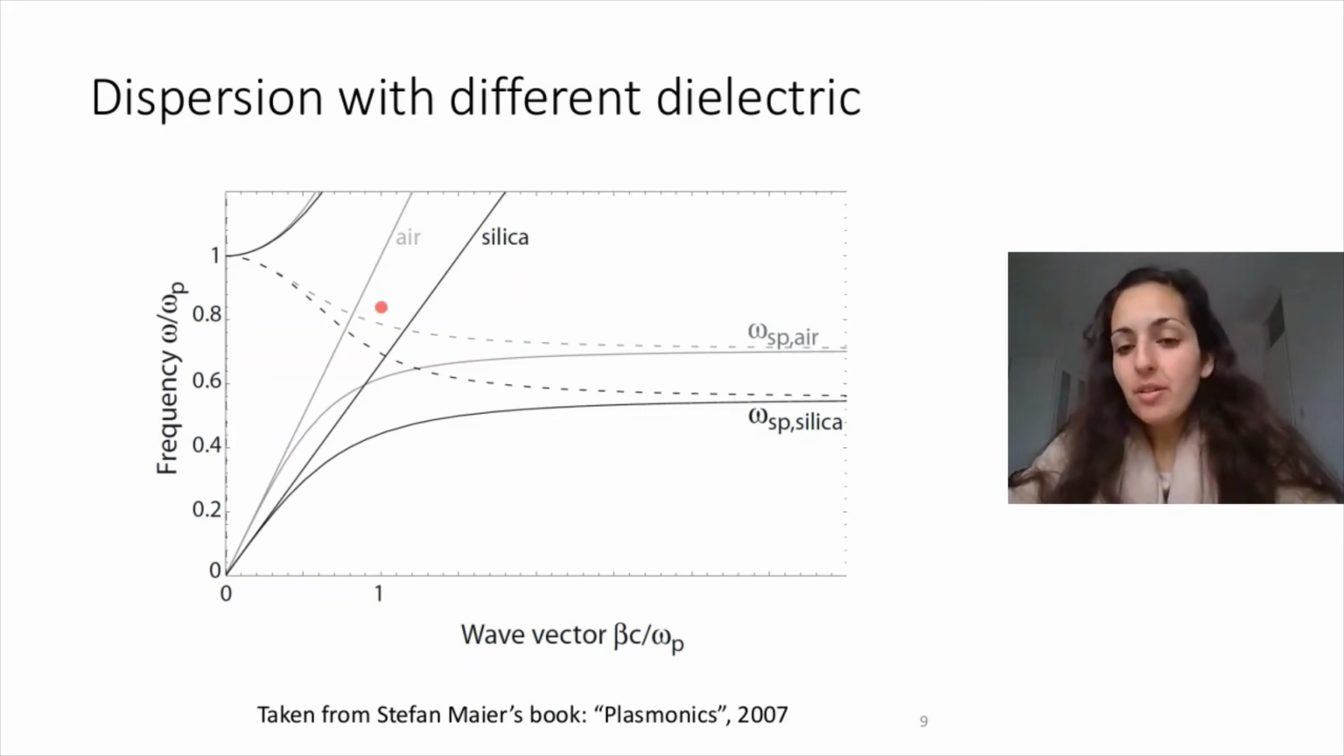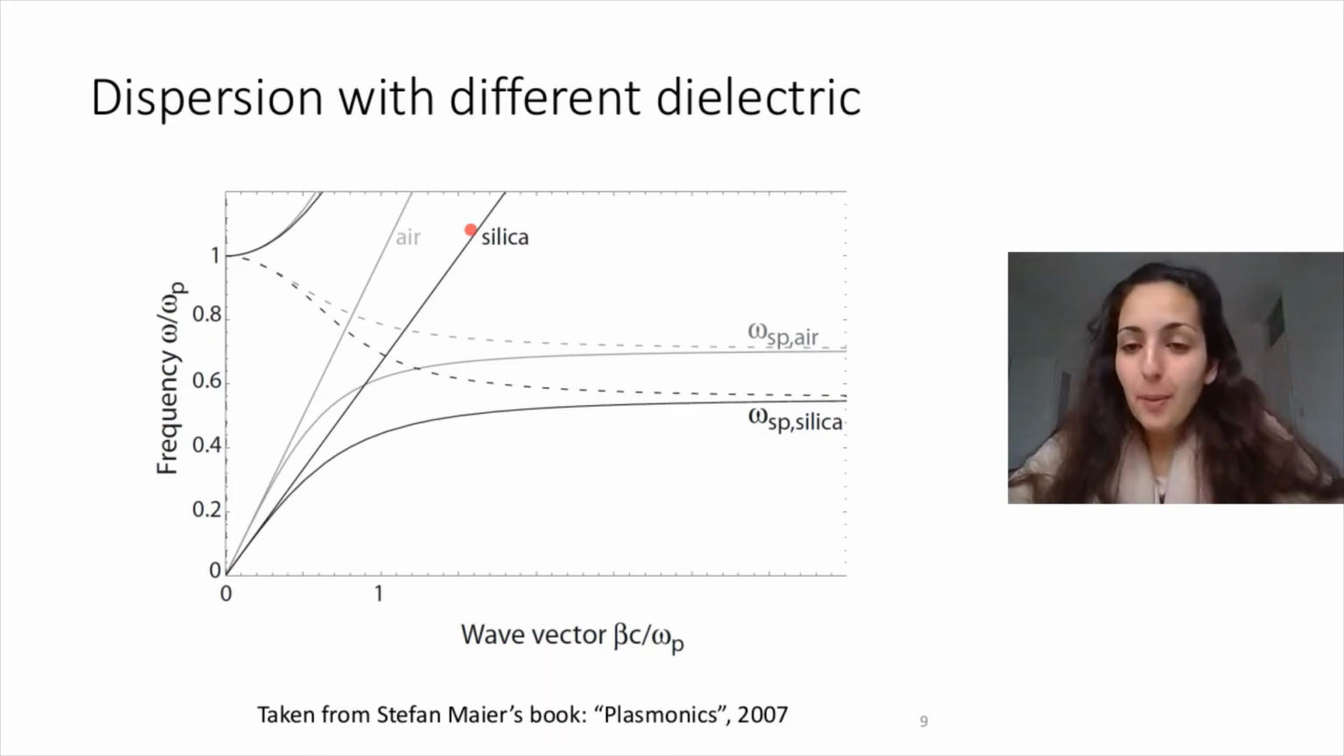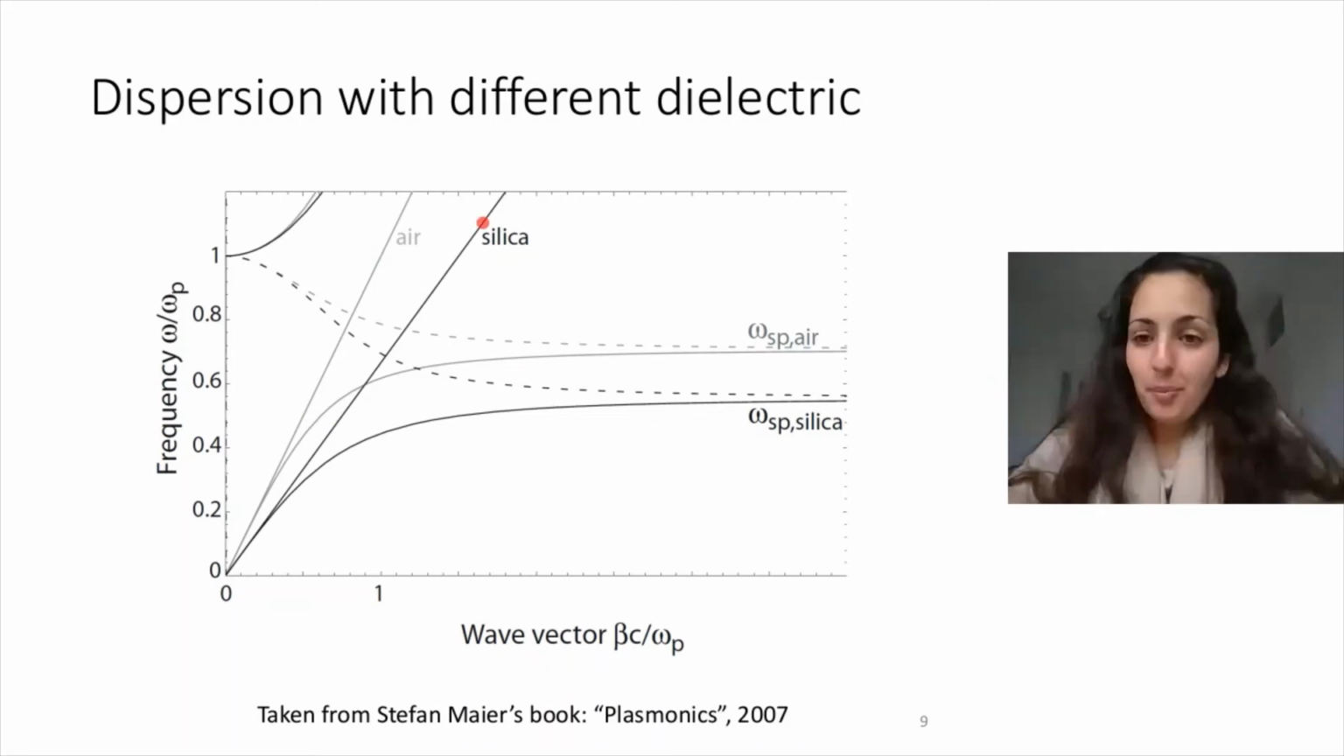The difference between air and a dielectric with higher dielectric constant is that this curve will be a little less steep, so it will be more flat. The derivative of this curve will be small. It will have a smaller group velocity. And so this would, for example, be the light line in air, and this would be, for example, the light line in silica.